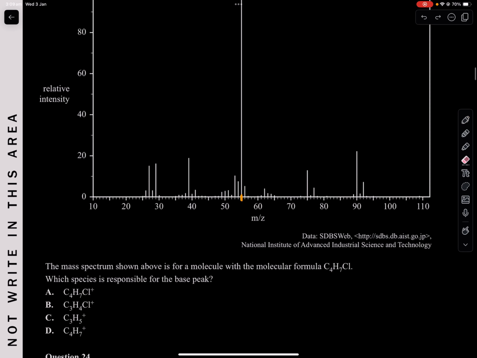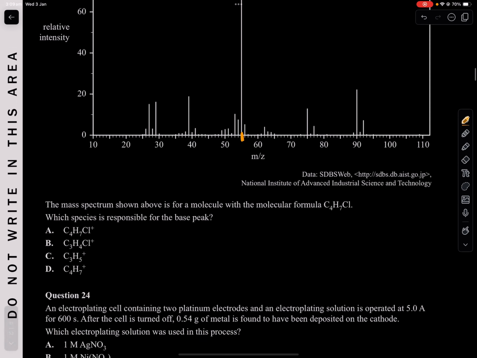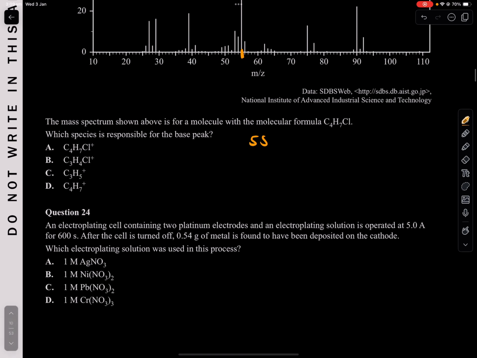So what is the value of the mass to charge ratio? 51, 52, 53, 54, 55. So 55 mass to charge ratio. Remember, that's the same as molar mass, so imagine it's like the molar mass, in grams per mole.